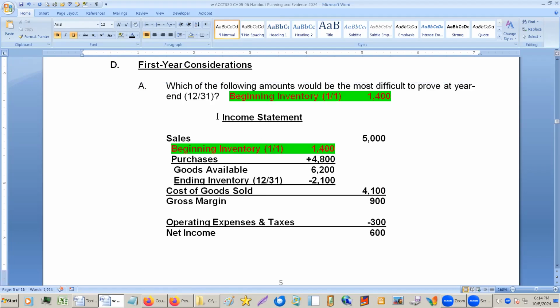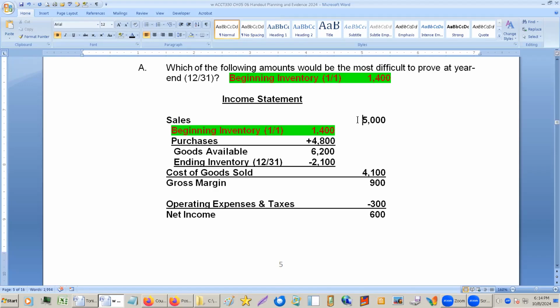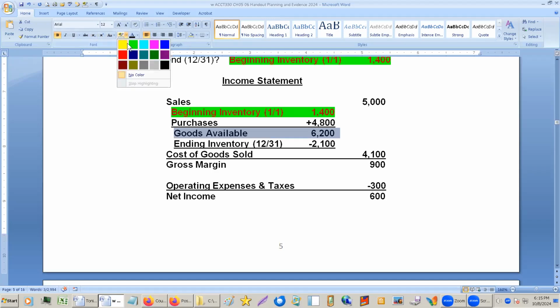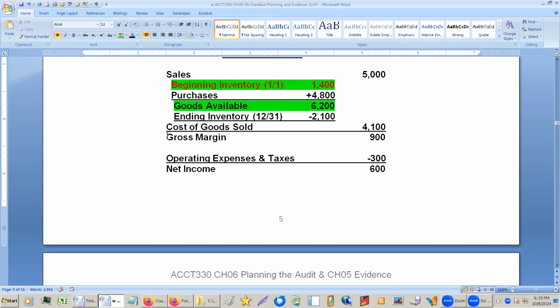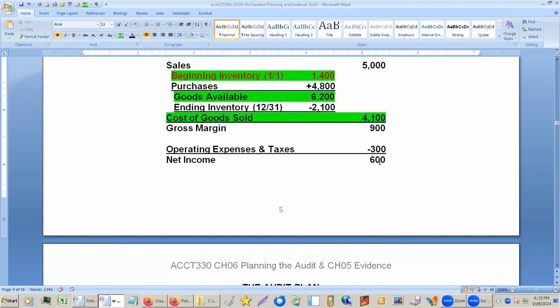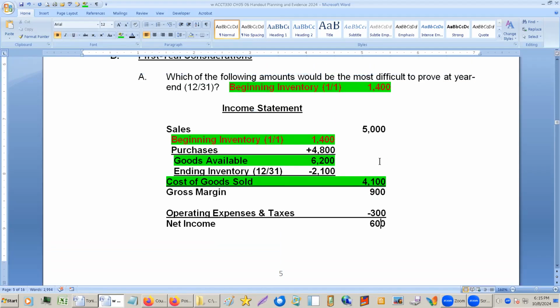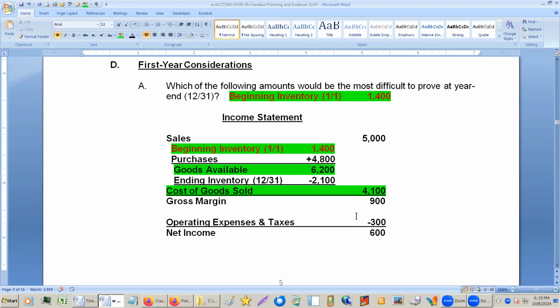Now, notice something about that, though. If you don't know the beginning inventory, you know what the trickle down is: you don't know the goods available. And if you don't know the goods available, you don't know the cost of goods sold. Oops. And if you don't know that, you don't know the gross margin, you don't know your income. So beginning inventory is a tricky one because it'll have an impact on your net income. And if you can't prove this one out, that means you can't prove out the income.